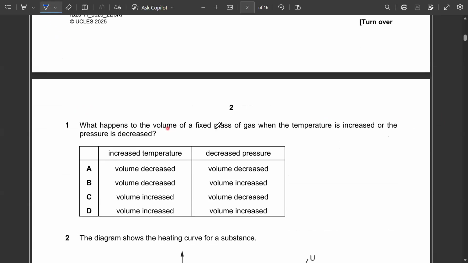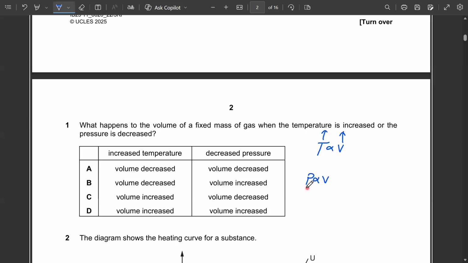What happens to the volume of the fixed mass of a gas when the temperature is increased or the pressure is decreased? If we remember from the literature, there is a direct relation between the temperature and the volume. So by increasing the temperature, the volume will increase. Whereas there is an inverse relation between pressure and volume.